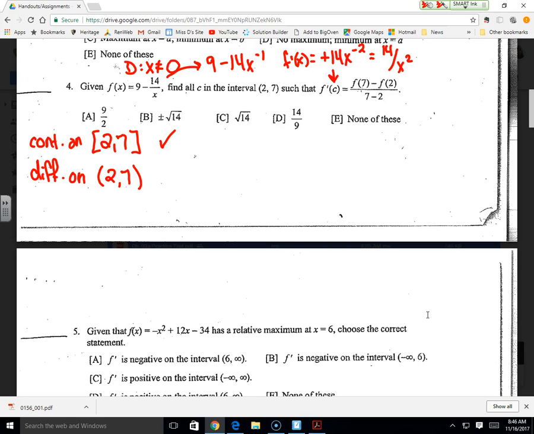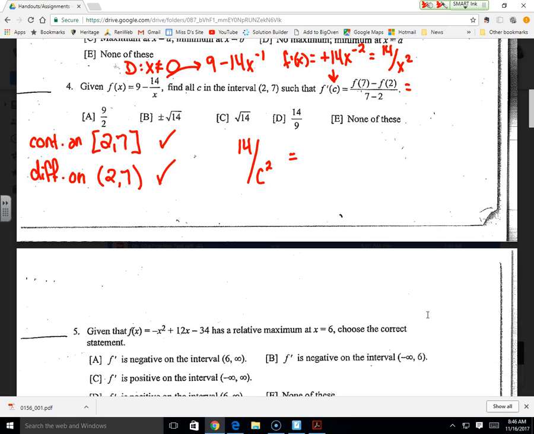So that's still not differentiable at 0, but is 0 a problem between 2 and 7? No. So then we have to go ahead and set f prime of c equal to the average rate of change. Remember, take your derivative, and x becomes a c. Then take the average, so we just plug in the endpoints.